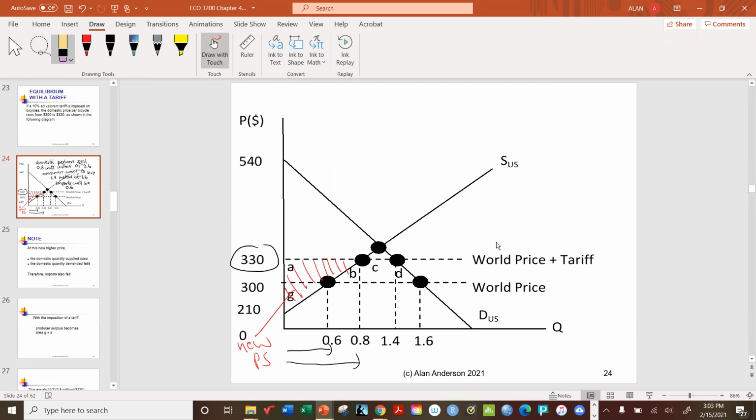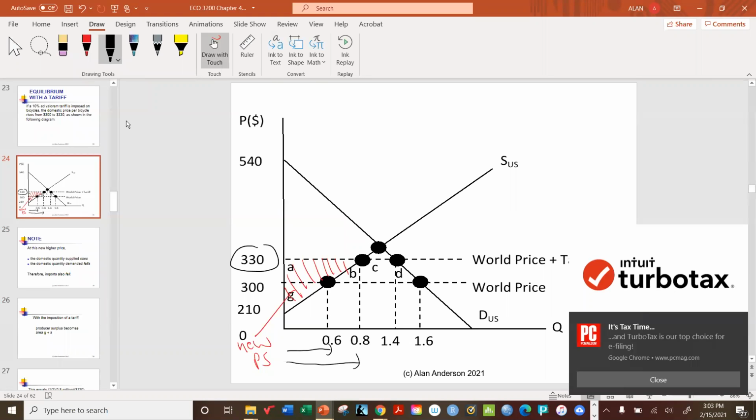All right, let's do some math here. Now, we can do one of two things. Now, remember before we saw that the producer surplus was 27 million. Now we can add A, but here's the problem with A. It's not a rectangle and it's not a triangle.